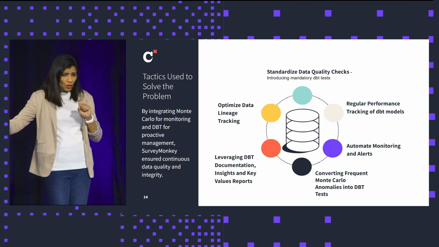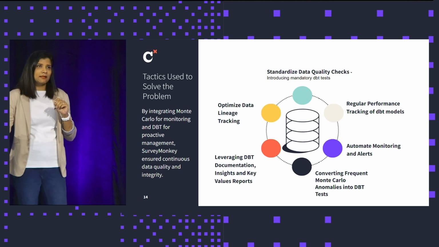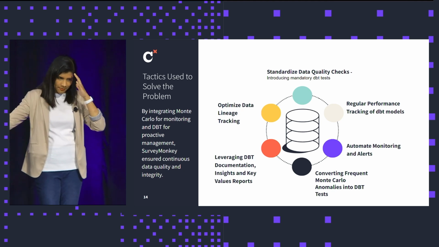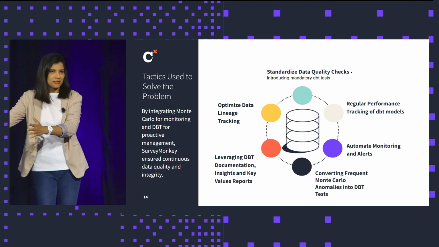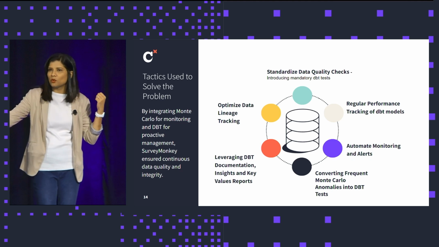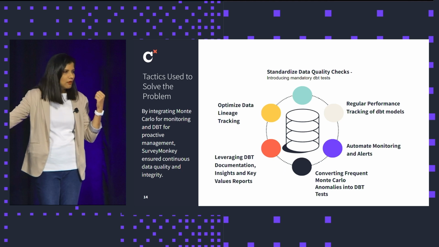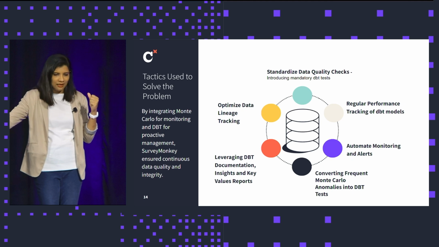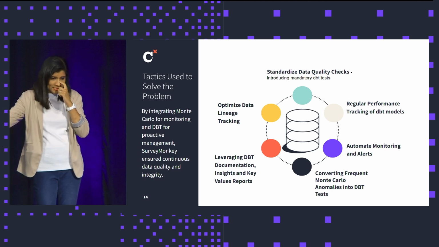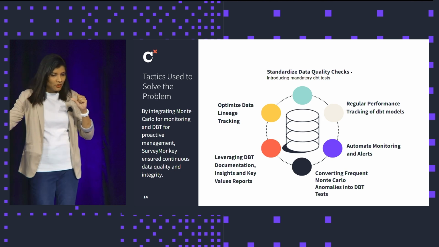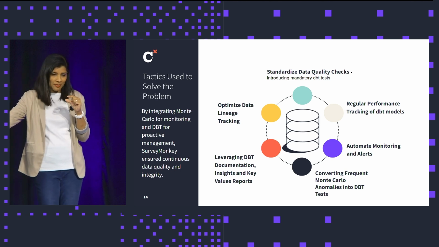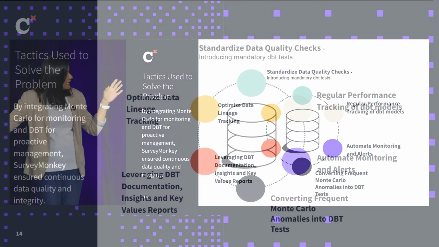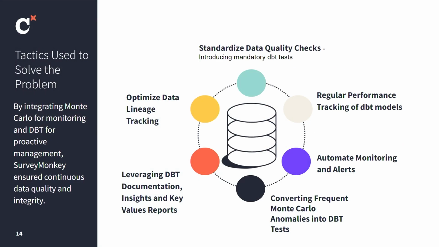So over a period of time, what we've seen is that when engineers work on a particular project, their goal is, okay, I'm going to solve this problem and move on to the next project. There are hardly a few engineers who go back and look at the models they have built and think, can I do performance tuning of this? Can I redefine these models in a different way? That's when we started introducing regular performance reviews and optimizations for all the dbt models. And the next thing we started doing was automating alerts and monitoring.